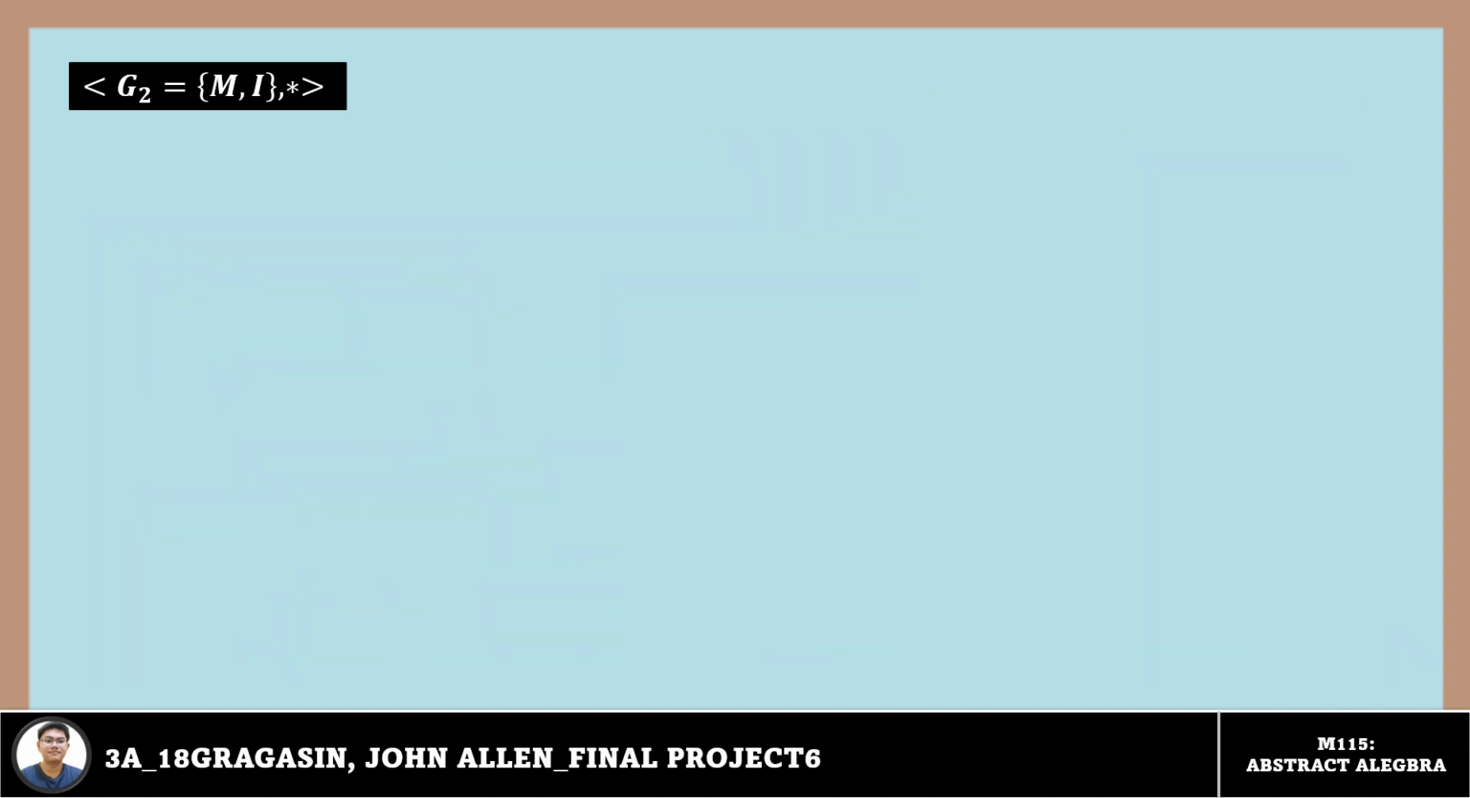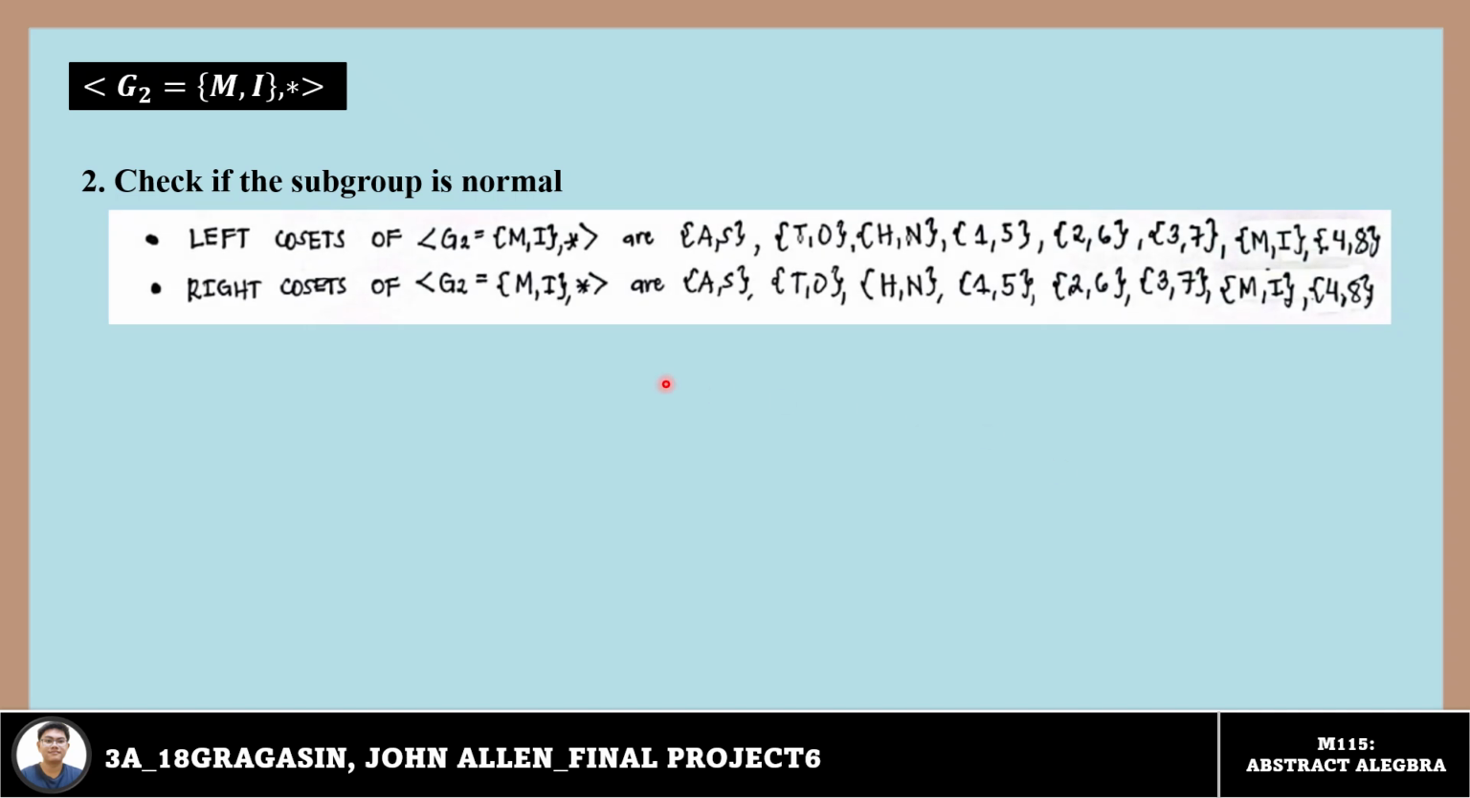So next, let's determine or check if the subgroup is normal. As you can see here, all the left and right cosets are just the same. We have here T and O, H and N, 1 and 5, 2 and 6, 3 and 7, M and I, and 4 and 8. That is why we conclude that this subgroup G sub 2 with element M and I is a normal subgroup.